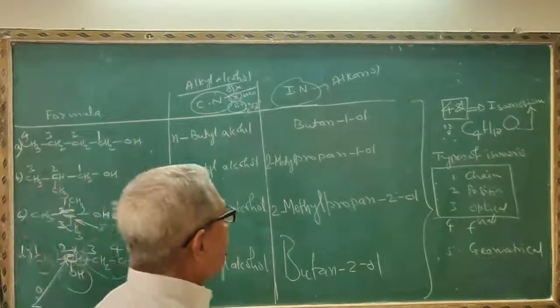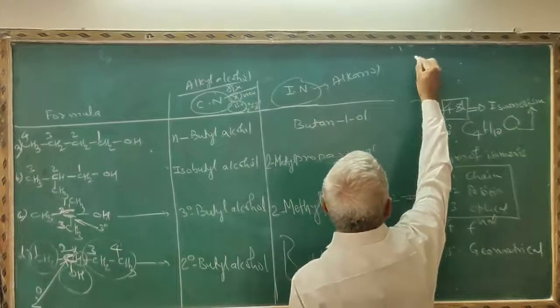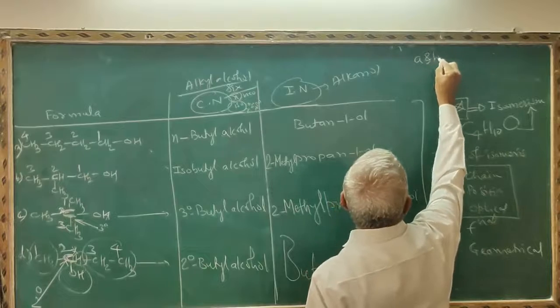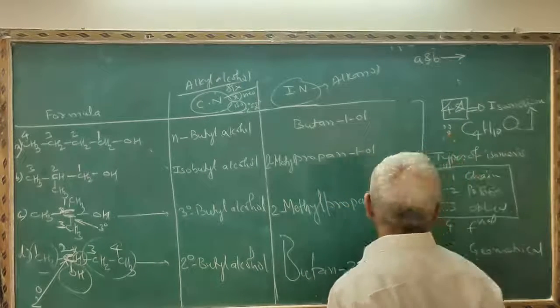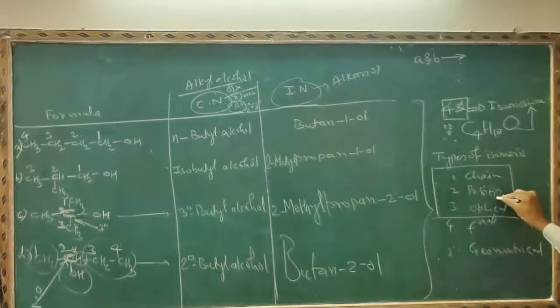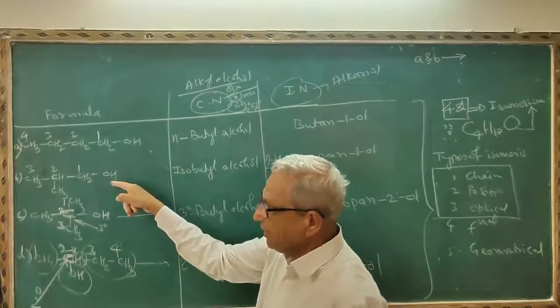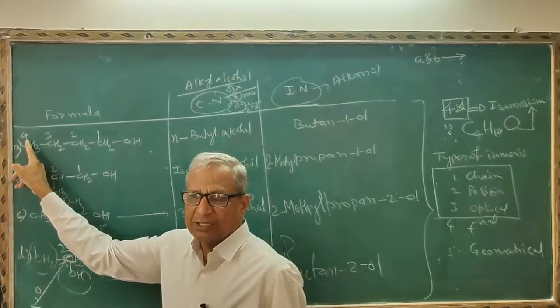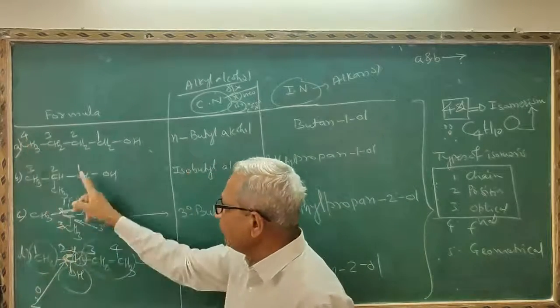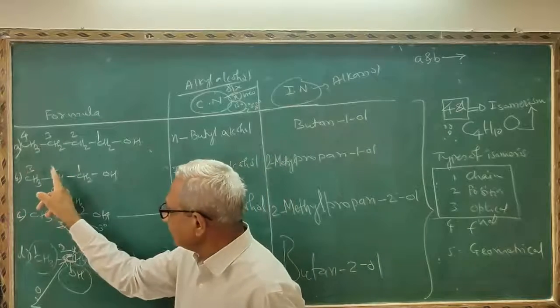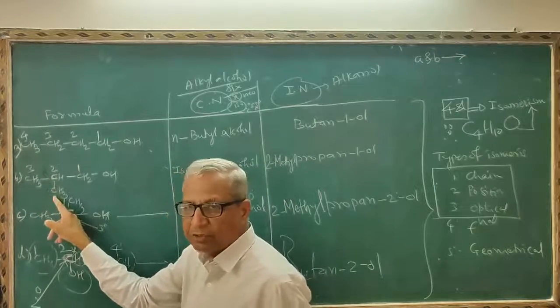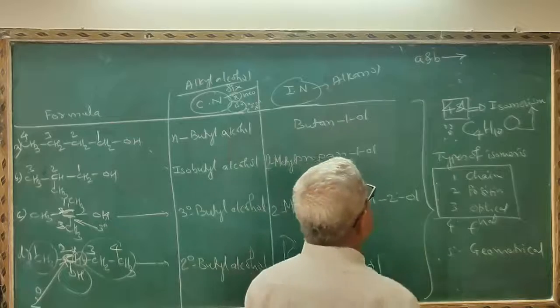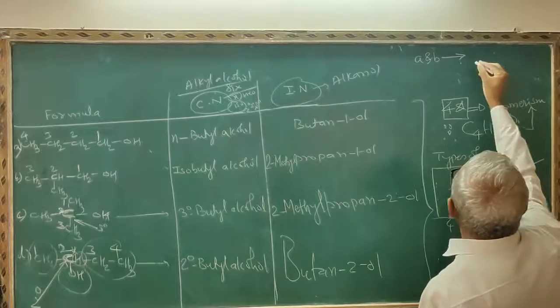Now, first question. What is the relationship between A and B? Whether chain isomerism, position isomerism or optical isomerism. Observe the structure A and B. In A you will find that all the 4 carbon atoms are in a straight chain. In B only 3 carbon atoms in the chain, and one side chain is present on the carbon number 2. Therefore, the relationship of A and B is chain isomerism.